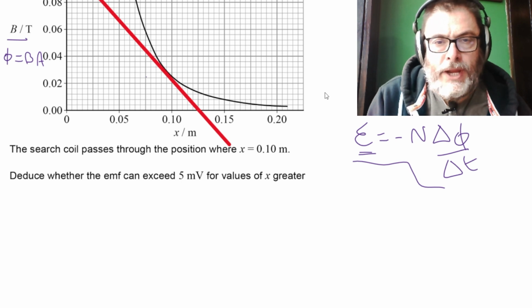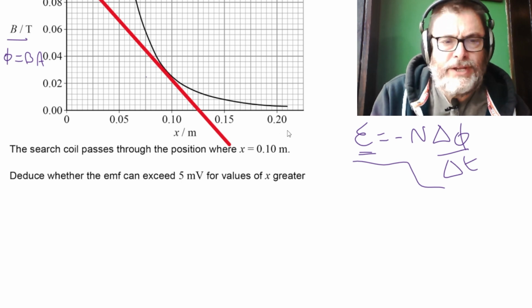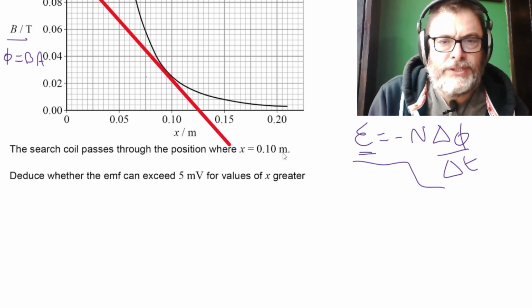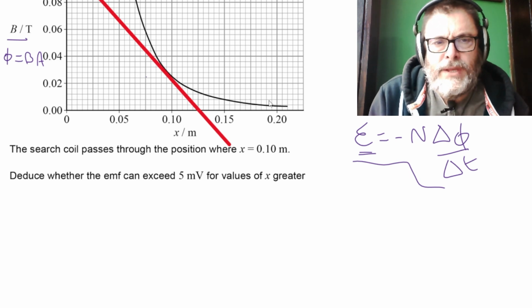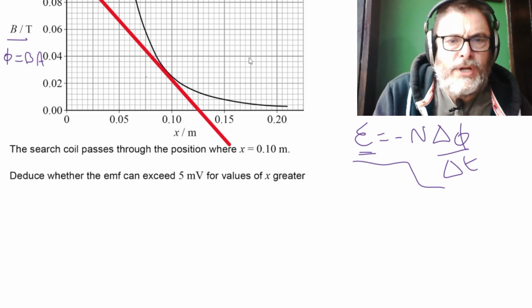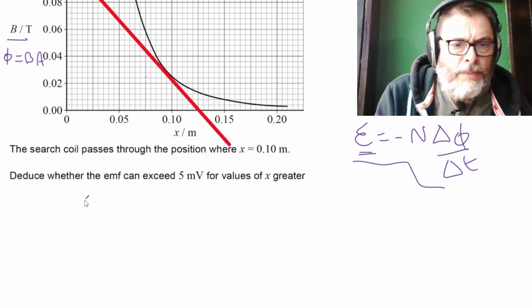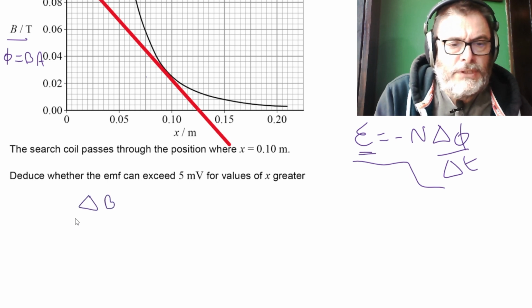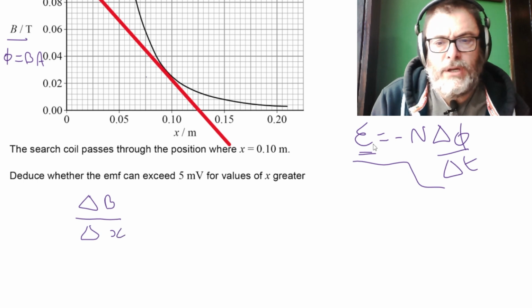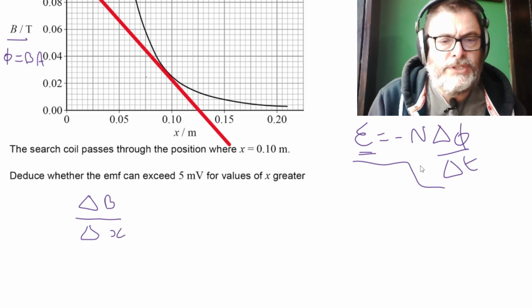So the next way to look at this is to think, well, I've got to get a rate of change in there, and that's normally a gradient, isn't it? But then this gets confusing because what actually is this gradient? So if you think about delta B over delta x, how is that going to relate to our formula for n delta phi over delta t?